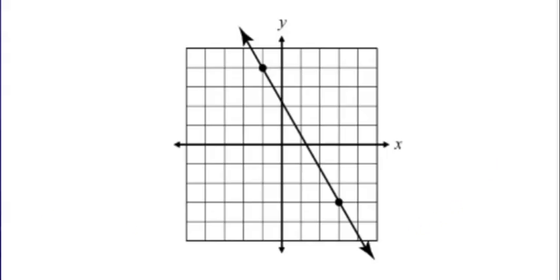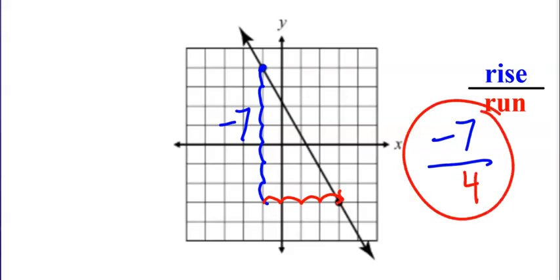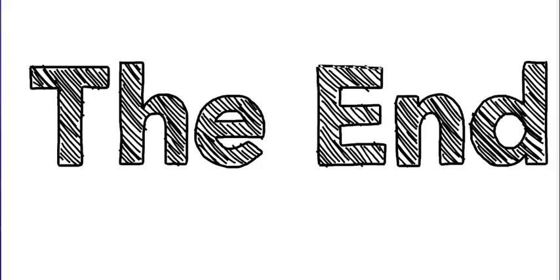When given a graph, we calculate the slope by counting the rise and run, and it doesn't matter which point you start with. So I'm going to start with this top point here, and I'm going to rise 1, 2, 3, 4, 5, 6, 7, or -7 is my rise. And now my run is 1, 2, 3, +4. And that's how you find the slope from points, tables, or graphs.